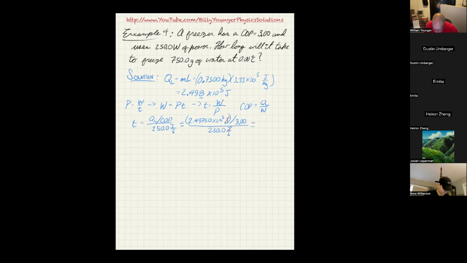So we'll do that calculation right quick. I'm going to take that 249,750. I'm going to divide it by 3. And then I'm going to divide that by 250. And when I do that, I get 333. Now, there were 3 sig figs in the 2.49, so I really should only be bringing 3 sig figs. So I'll put a 0 here. And then say this is seconds.